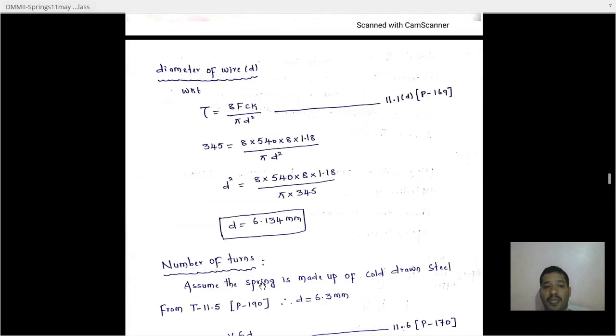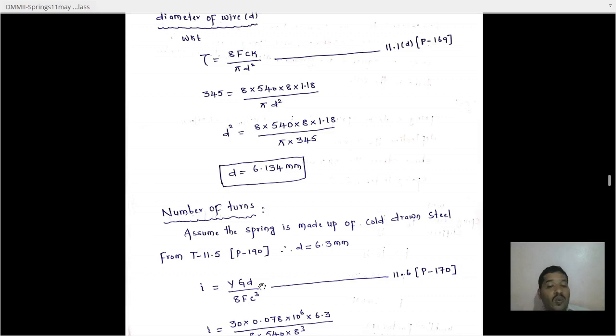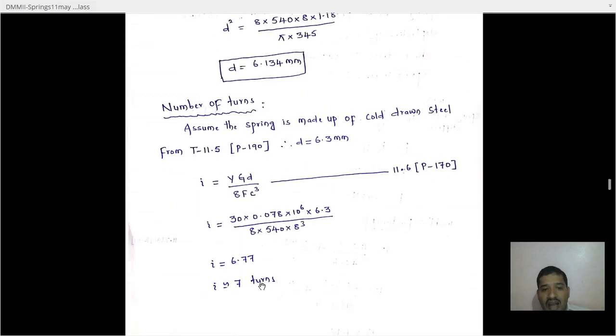The diameter of the wire is 6.134 mm. After that, we need to find out how many turns of the coil we need in this problem.